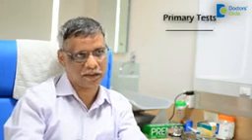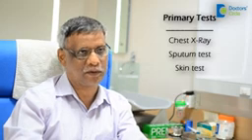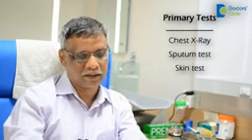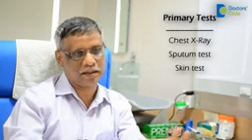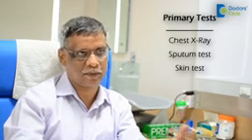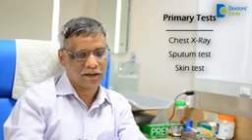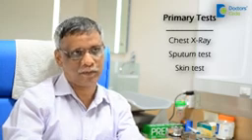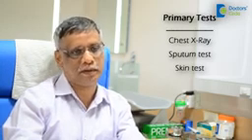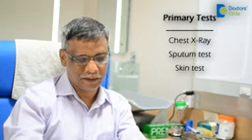The most common tests that are done in tuberculosis are a chest X-ray, sputum examination, and a tuberculosis skin test, a tuberculin skin test. So among these, the chest X-ray may or may not give us a positive finding, and again the sputum also may not be positive, or in small children it is difficult to get sputum.